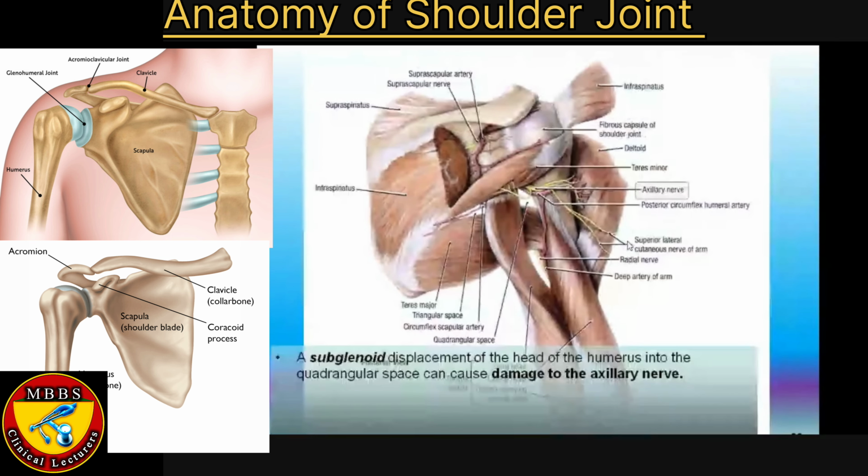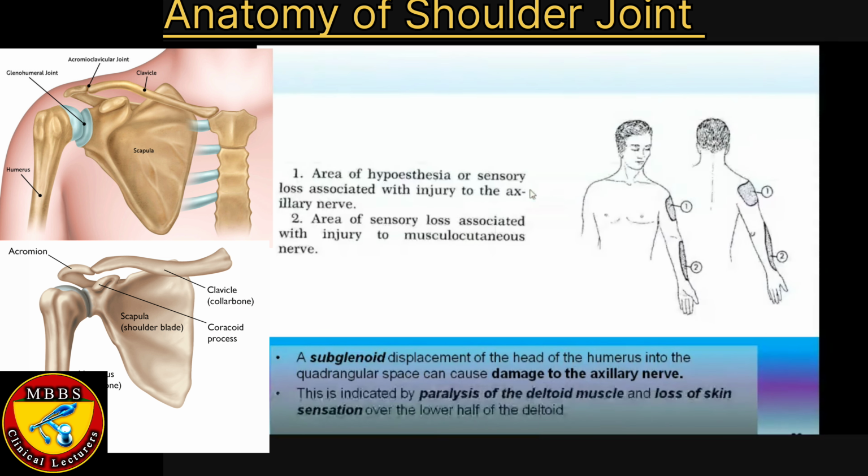Then, if you talk about the subglenoid displacement of the head of the humerus, now this occurs into the quadrangular space, and we know that over here lies the axillary nerve with the posterior circumflex humeral vessel. So it may lead to damage of the axillary nerve, and definitely if the axillary nerve is damaged, that means the deltoid muscle will be paralyzed, and there is an area of loss of sensation which is present here. Now, this injury is also associated with injury to the musculocutaneous nerve. So there will be a loss of sensation to the area supplied by the musculocutaneous nerve also.